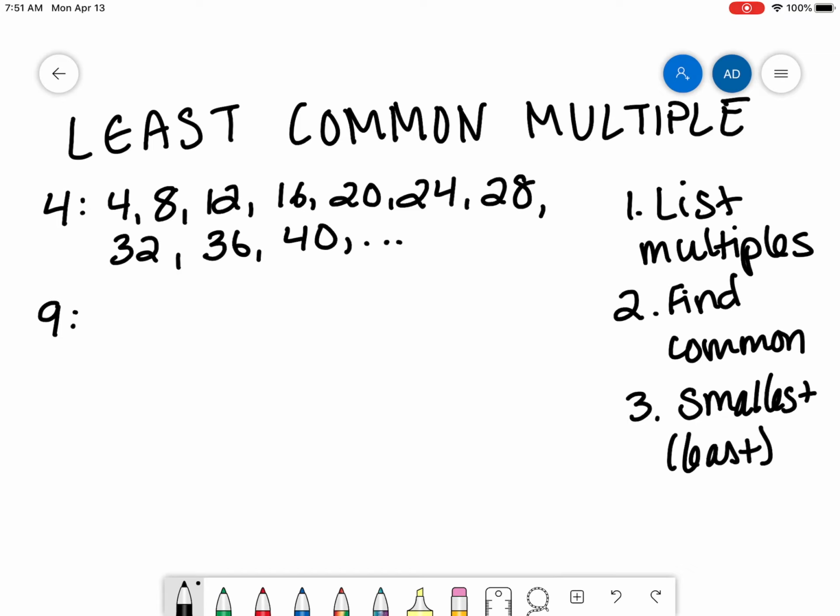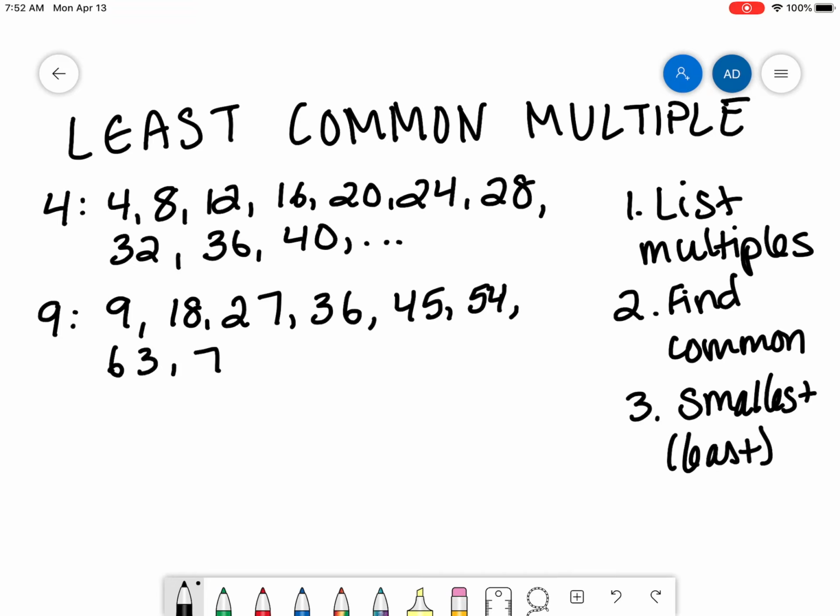List your multiples of 9. 9, 18, 27, 36, 45, 54, 63, 72, 81, 90, etc. All right, now we need to find the ones that they have that are the same.